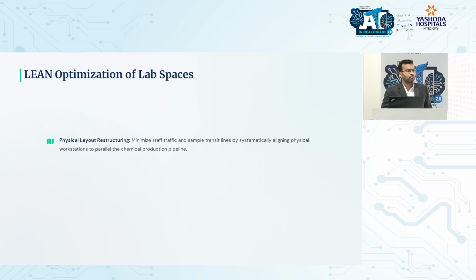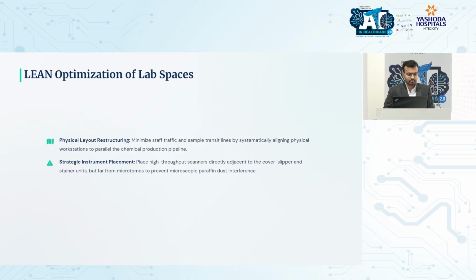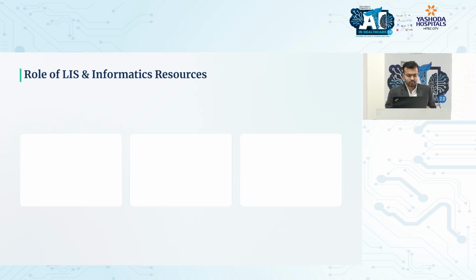So first is the physical layout restructuring. Optimize the workflow in such a way that there is no crossover between your technicians. This basically becomes easy. Like there's a workflow where the grossing, then it goes for processing, then it goes towards embedding, and then for the rest of the process. Strategic instrument placement. For example, the cover slipper can be next to the stainer. The scanner can be next to the cover slipper. So that basically improves your lab's workflow. Standardizing pre-scan quality is very important because the scanner is only as good as the slide that you give it, which basically means that the slide has to have a uniformly thin section. It has to be bubble-free. DPX has to be at the same level.